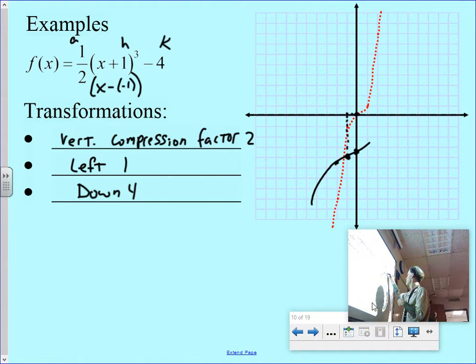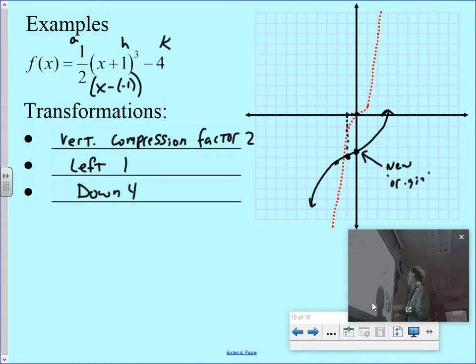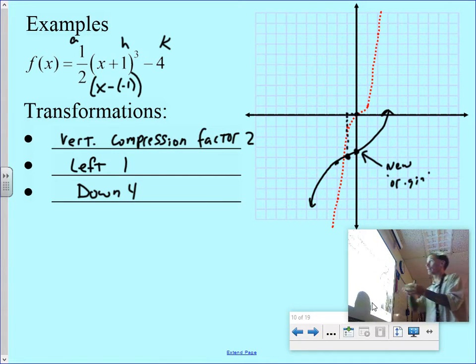Again, I'm not going to be super picky about that. The main thing I'm going to be looking for is, is the shape correct? Is it based on the parent function that you know? And then is that critical point correct? The big part, though, again, is being able to identify what transformations are happening.